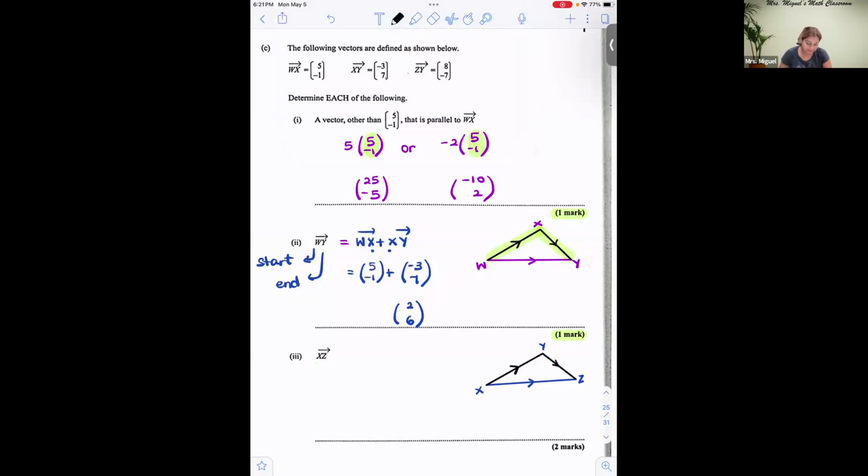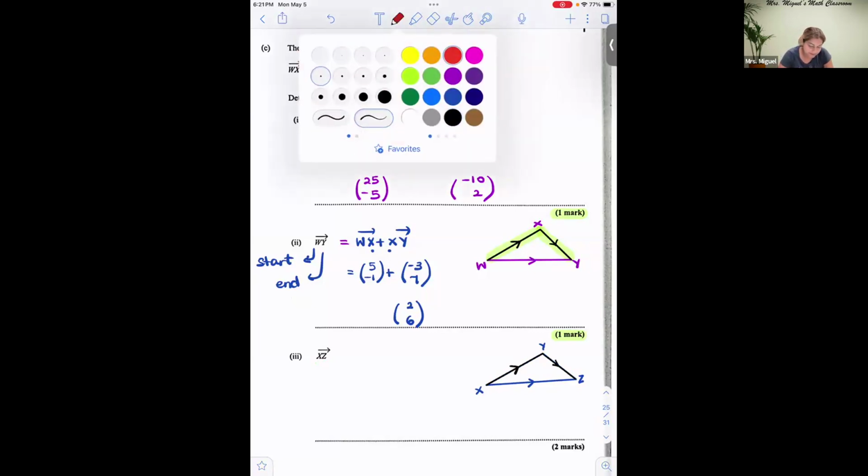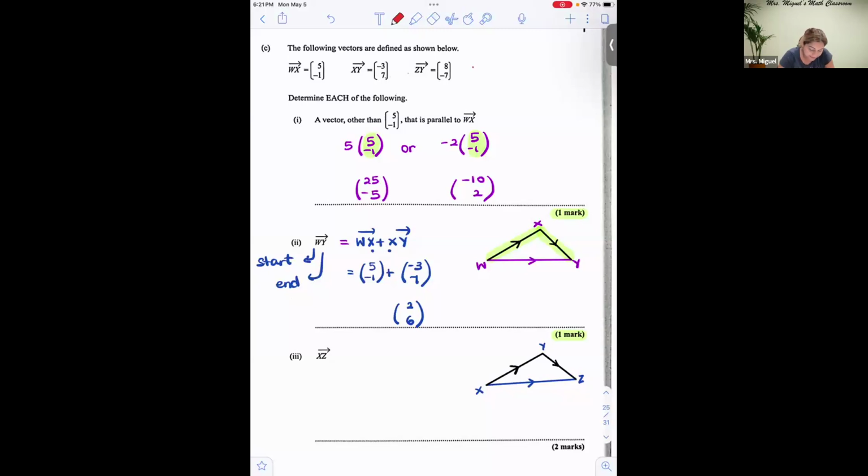Now I recognize that they gave me ZY and they didn't give me YZ. So YZ is really -8, -7. So that tells me why it is 2 marks and not 1. Because I'm supposed to know to go from Y to Z, it is the opposite vector. So go ahead.